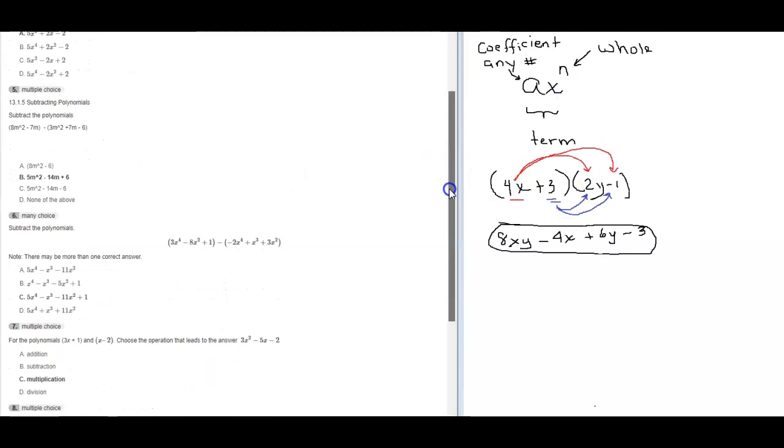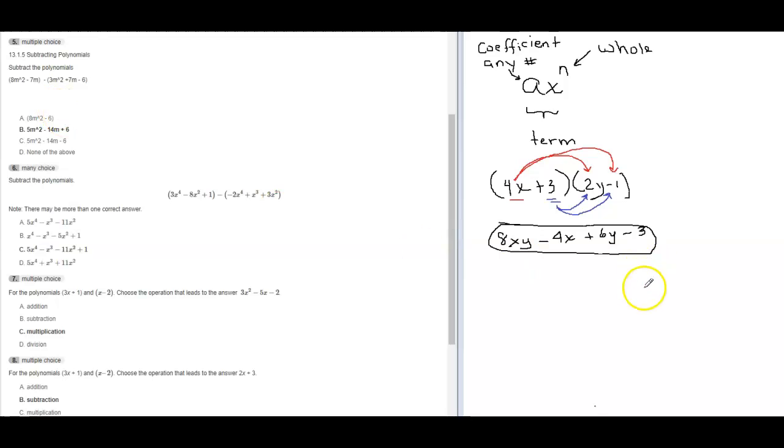Let's do the next one. Problem number 5. We're going to subtract polynomials. So how do you subtract polynomials? You're supposed to add the opposite. Let me show you exactly what I mean with that. Add the opposite. So this is the original problem.